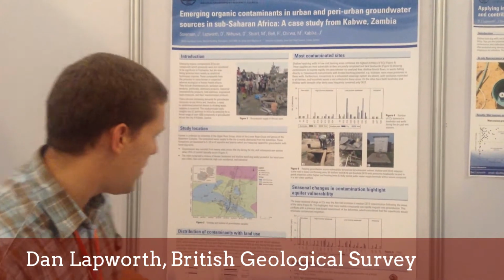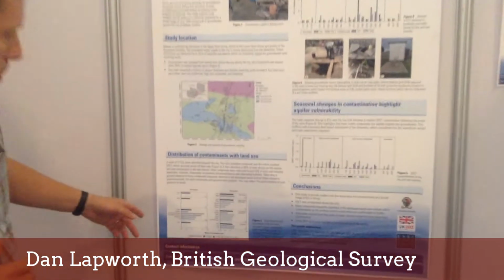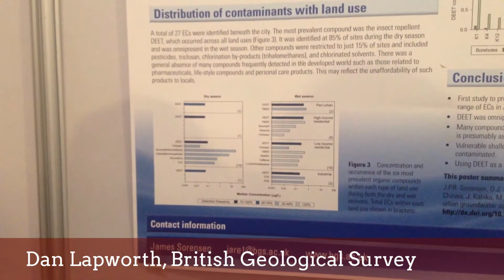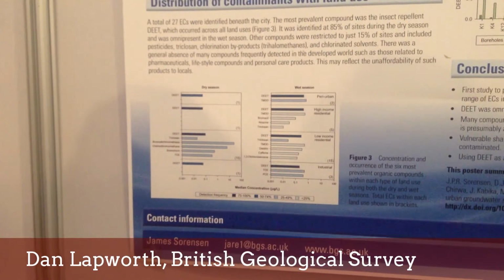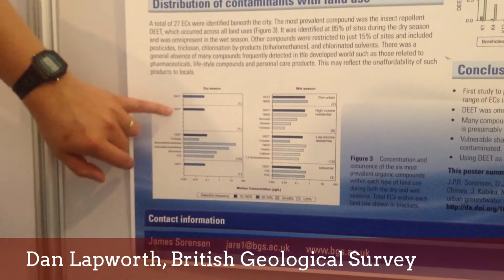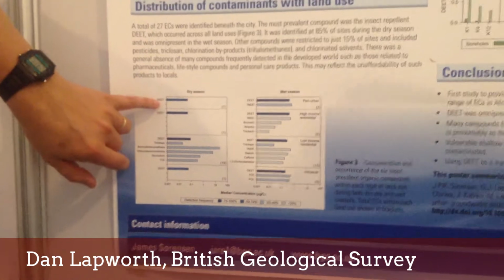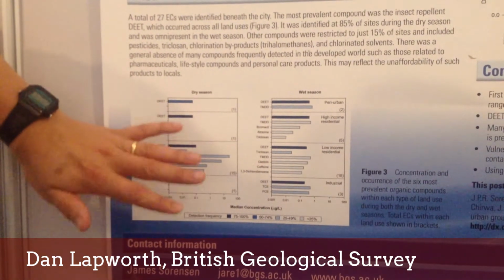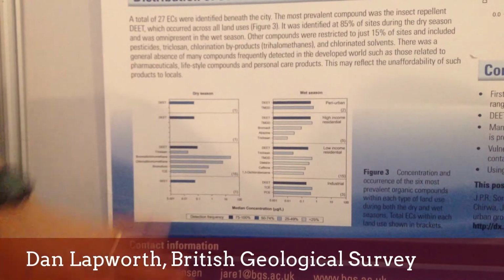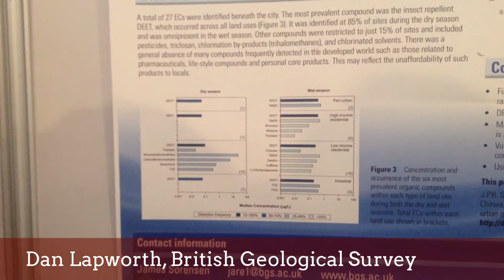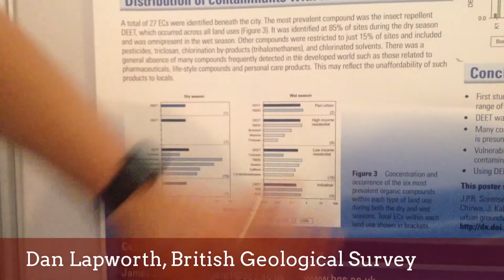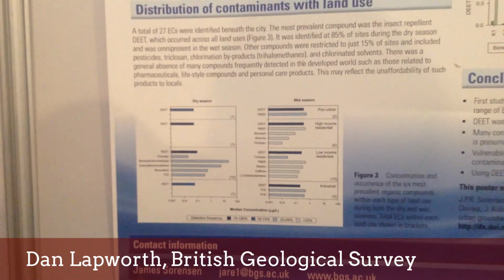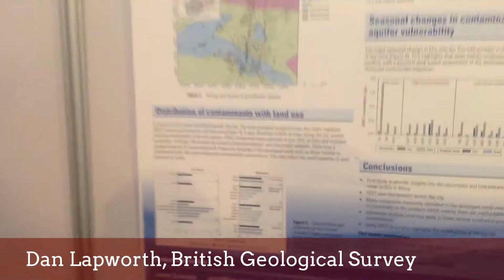If I draw your attention to this figure next, this details the types of organic compounds that we've been finding in these shallow groundwater systems. And the first point to note is that we've found this compound called DEET, which is an insecticide that's applied to the skin. We found that almost to be universally present in each of the areas we visited: the peri-urban, high-income areas, low-income areas, and also in an industrial area. So this seems to be quite a widespread contaminant in the shallow groundwater system.